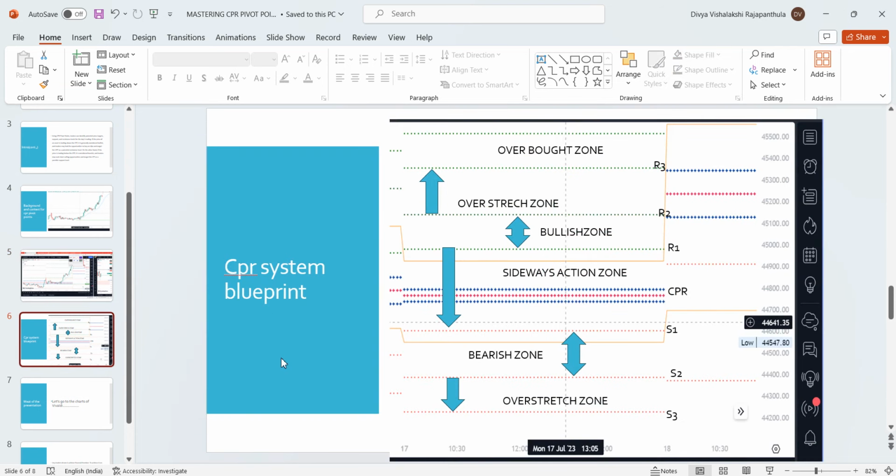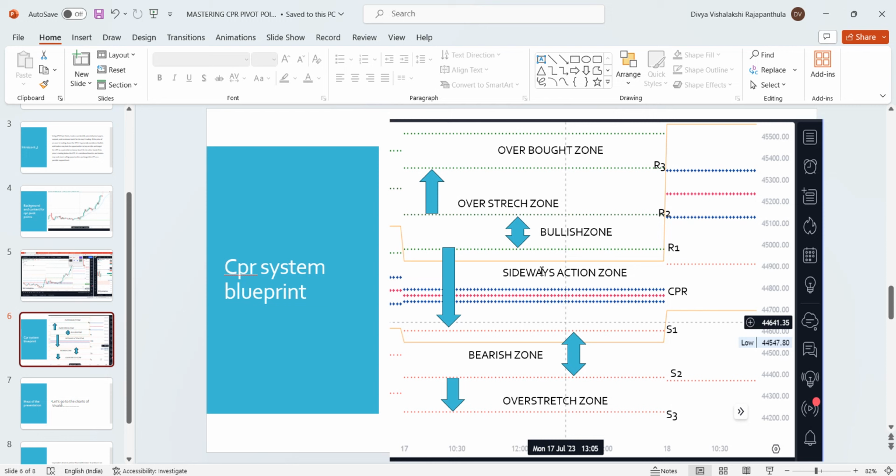This is the overall CPR system blueprint here. Even if you don't know anything about the CPR, you will know what is what by the end of this video. See, this is the CPR, which consists of 3 lines: the top CPR, bottom CPR and the middle CPR. The pink line is called the central pivot point. Okay, and this combined is called the central pivot range. This central pivot range acts as strong support or resistance.